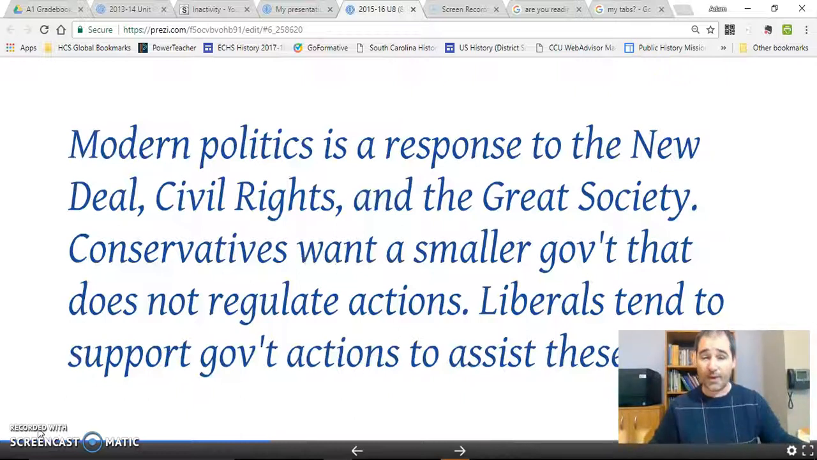We can see the Civil Rights era. Again, the federal government trying to provide protections for certain groups. And then the Great Society, which is this anti-poverty program, was seen as federal government trying to get into people's lives. Conservatives tend to want a smaller government that doesn't regulate their actions. Liberals tend to support government actions that assist in things like the New Deal, welfare spending, the promotion of civil rights, and so forth.